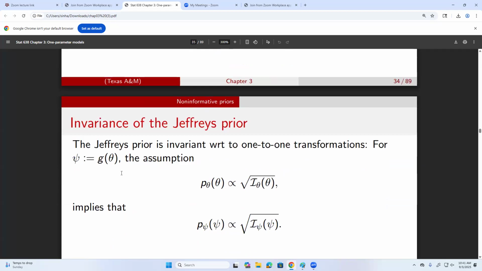Invariance of the Jeffreys prior. The Jeffreys prior is invariant with respect to one-to-one transformation. For example, if psi is the transformed value of the parameter theta, and this transformation g(theta) is used, and if the prior for theta is Jeffreys prior, which has the following form, then the prior for psi will also follow this structure.